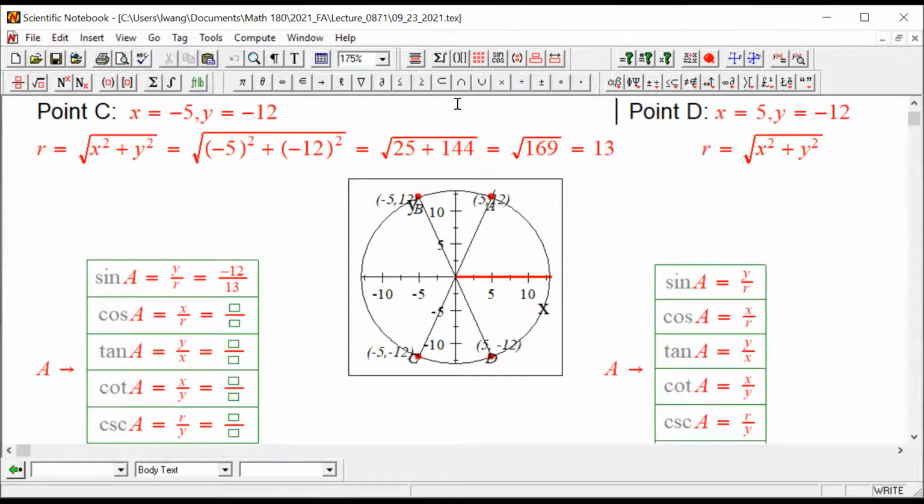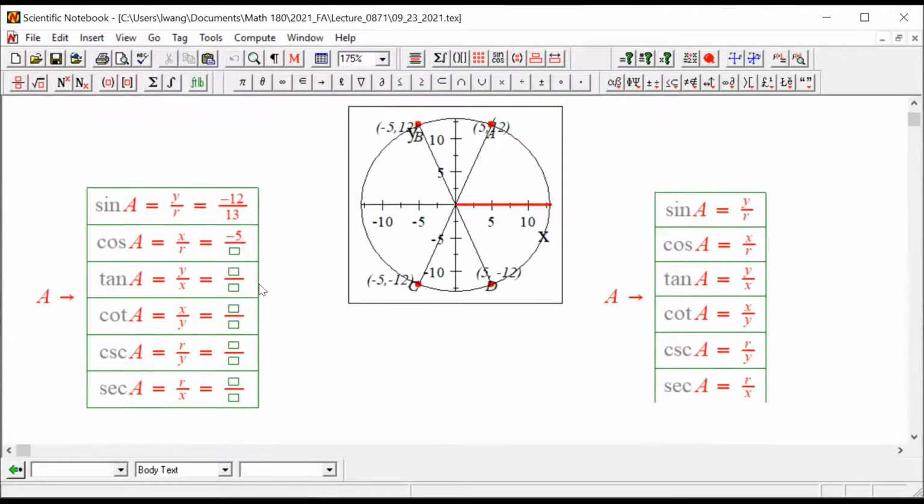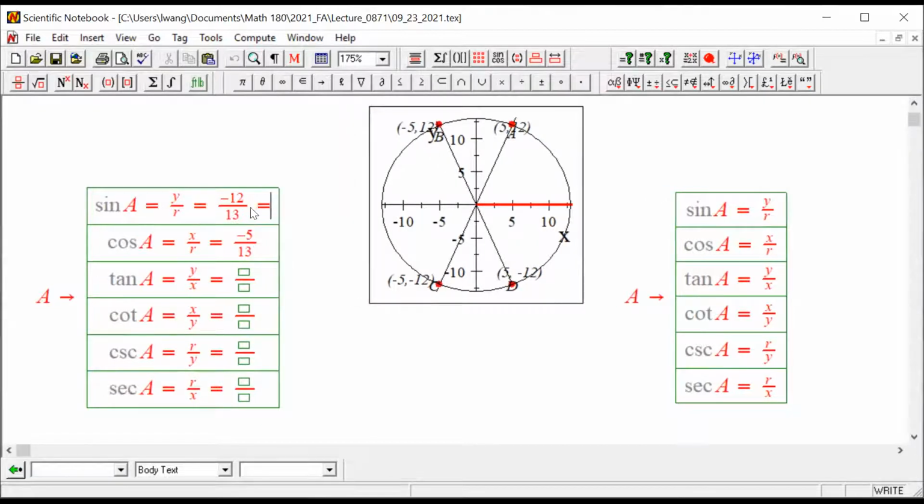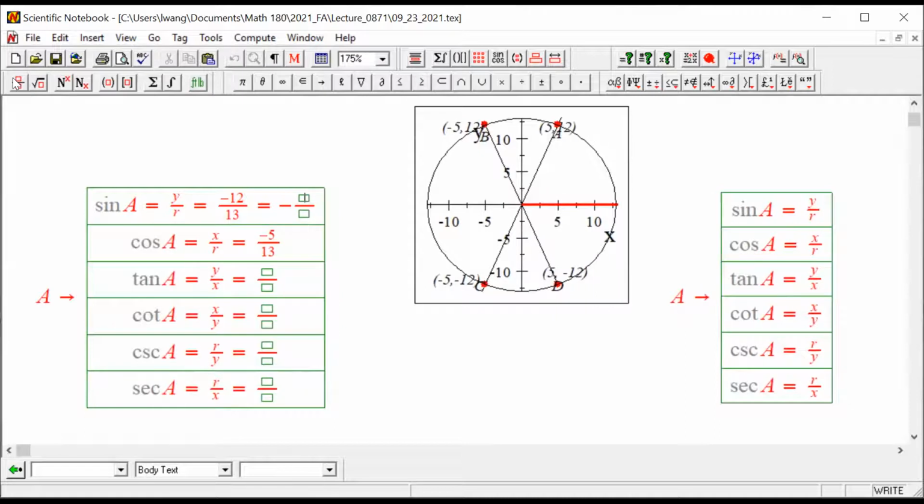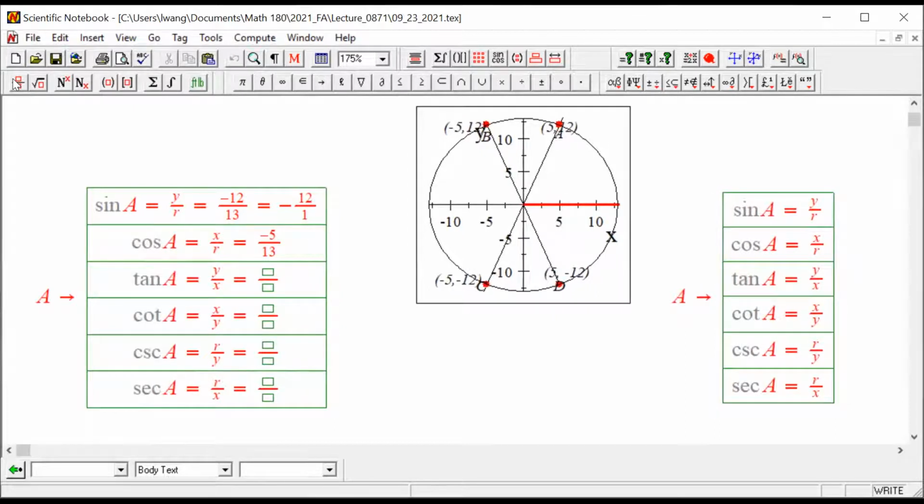Once we get these, we're just going to plug in. Cosine A is X over R, which is negative 5 over 13. When you write it, you need to recognize all these are different forms: negative 12 over 13, or you can put the negative sign in the bottom. That will not make any difference, but the last form is usually the preferred form.